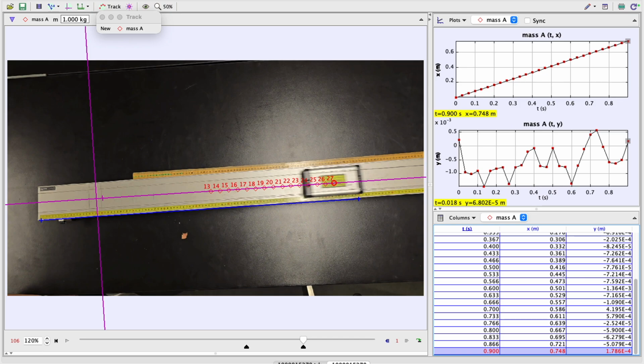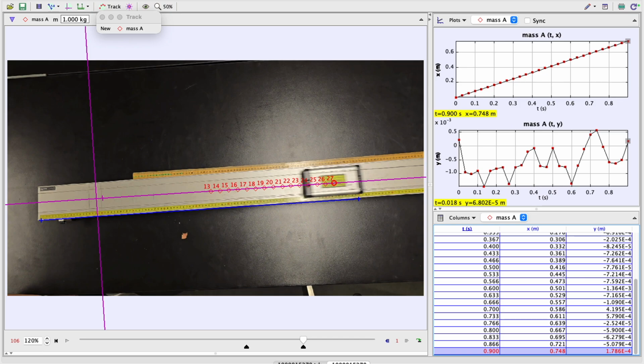And I also set the scale using the blue line there, the calibration stick, which I aligned against the measuring side of the track. The system I focused on was the cart itself, and the surroundings included the surface that it moved across, as well as the air around it.